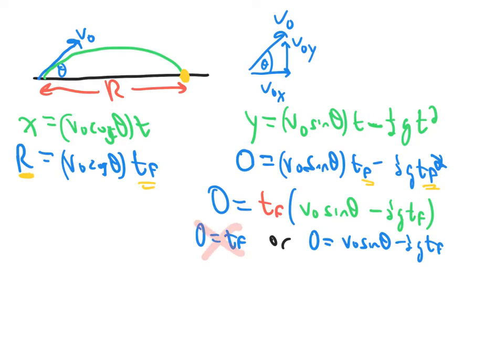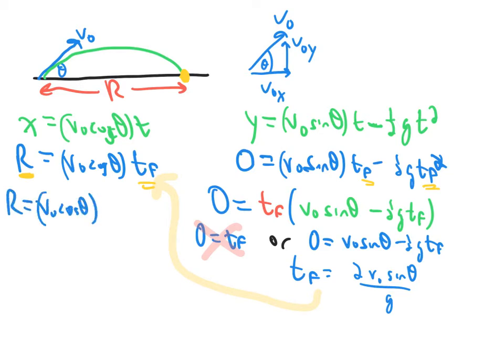So then we get that TF must be, and we just solve this other equation, we get 2v0 sine theta over g. And then we can put that here. So we get that the range is V0 cos theta times TF, which we just found was 2V0 sine theta over g.